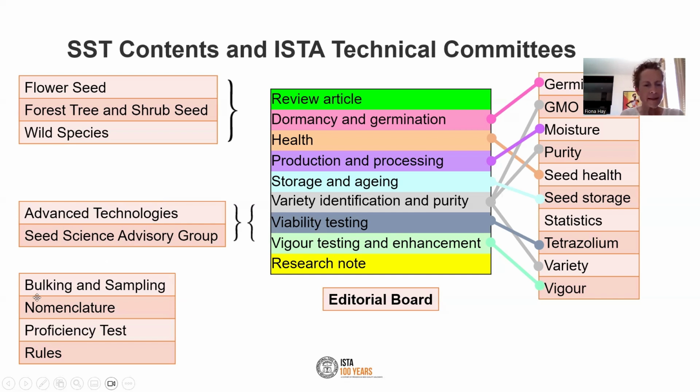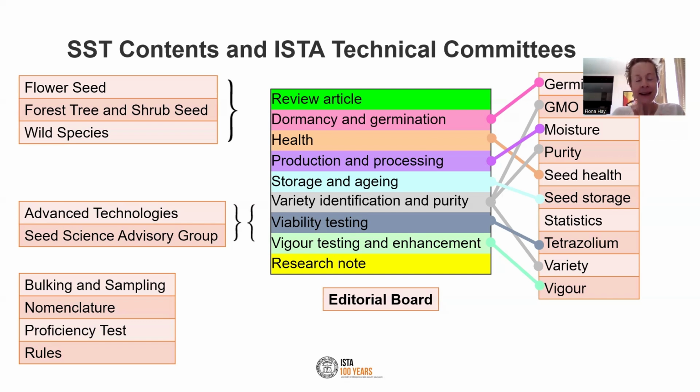The other committees we have are the Bulking and Sampling Committee. We really don't get very many papers at all on bulking and sampling submitted to Seed Science and Technology, not since I've taken over. I imagine back in the 70s and 80s there were more. Nomenclature: we don't have papers really on nomenclature, but it's very useful to have that committee.